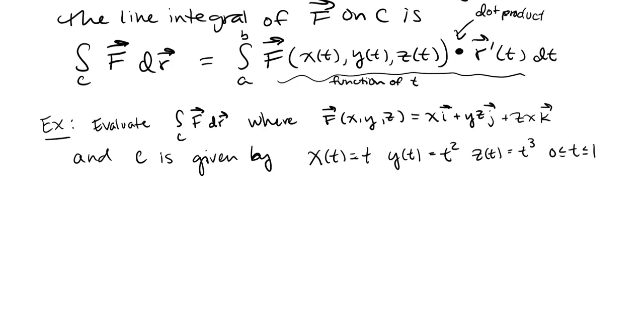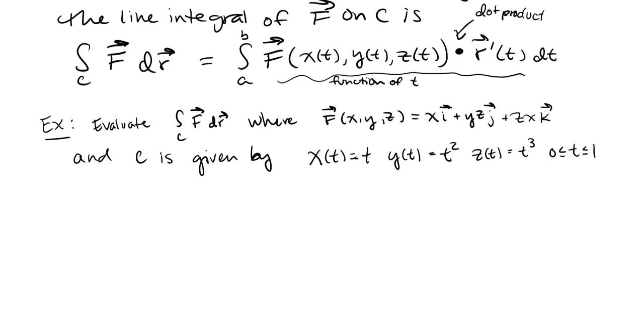So now that we've seen this formula for how to do the line integral of a vector field, let's look at an example. Let's evaluate the line integral of F dot dr, where F of x, y, z is x i plus yz j plus zx k. And C, the curve, is given by x of t is t, y of t is t squared, and z of t is t cubed, where t goes from 0 to 1.